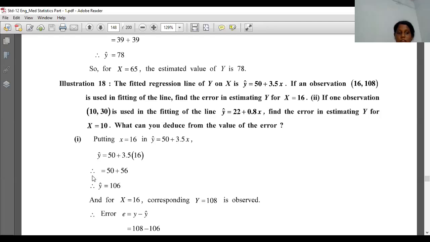So by first number, whatever is given, that we will write first. So that is x equal to 16, right? x equal to 16. See, I told you before also, in bracket if two numbers are given, we will consider first as x, second as y. So x equal to 16, y cap equal to 50 plus 3.5x. Now we will simply substitute the value of x, then we will get y cap equal to 106.